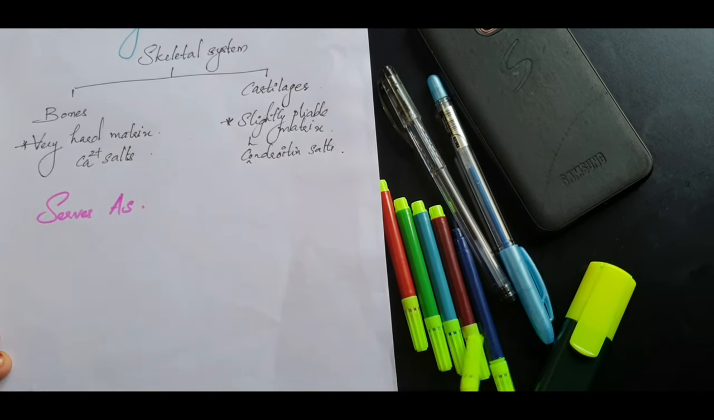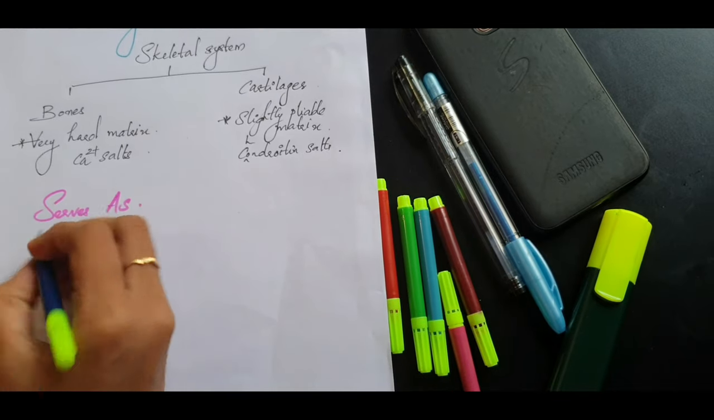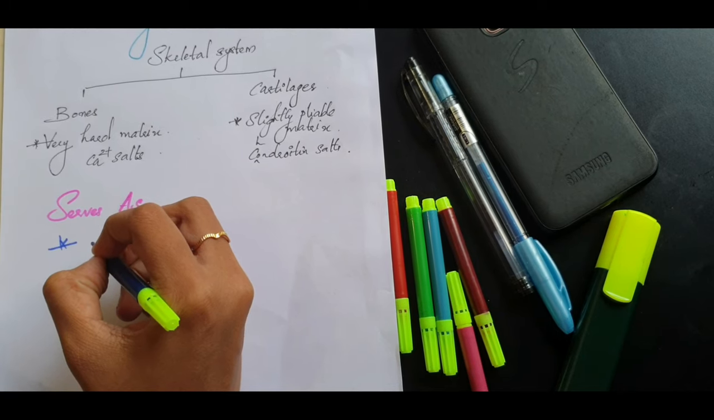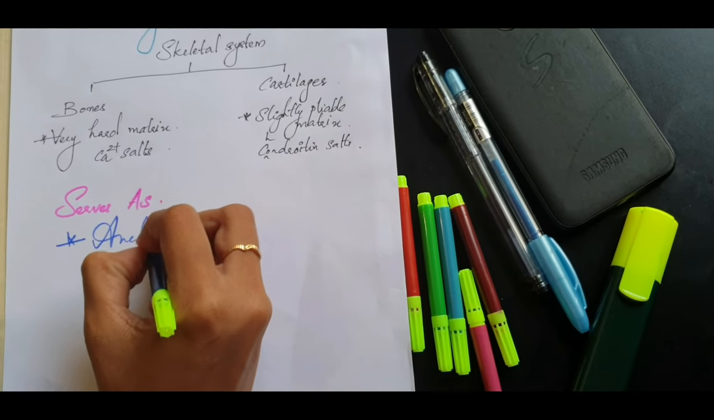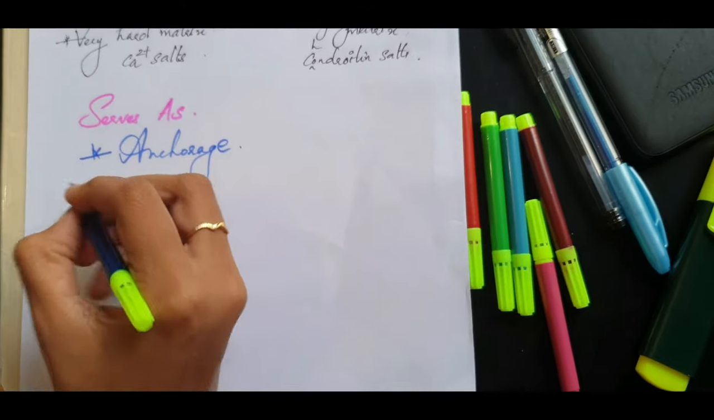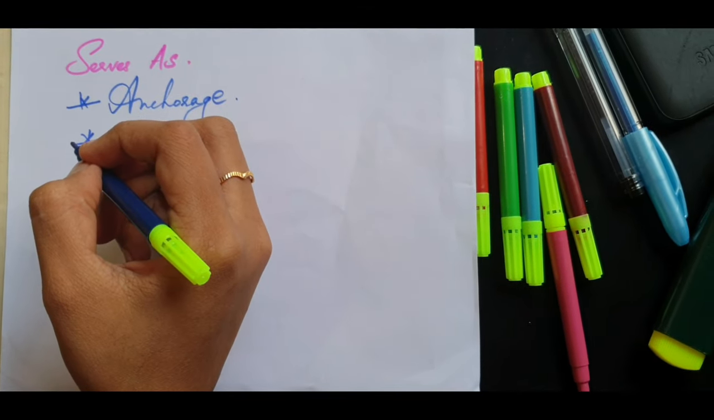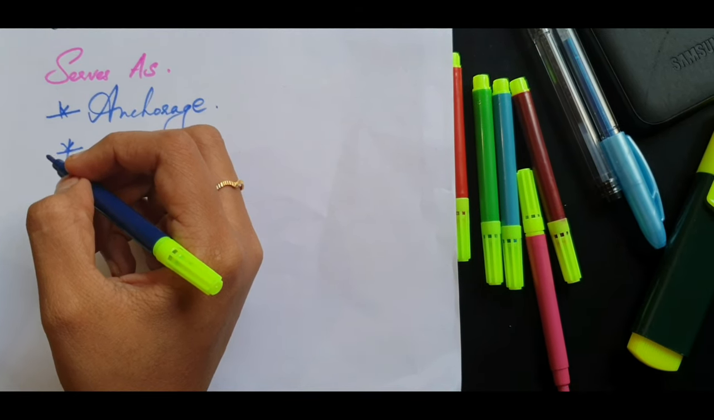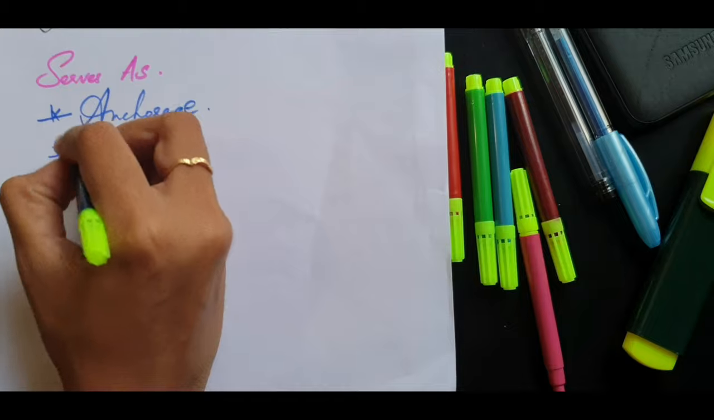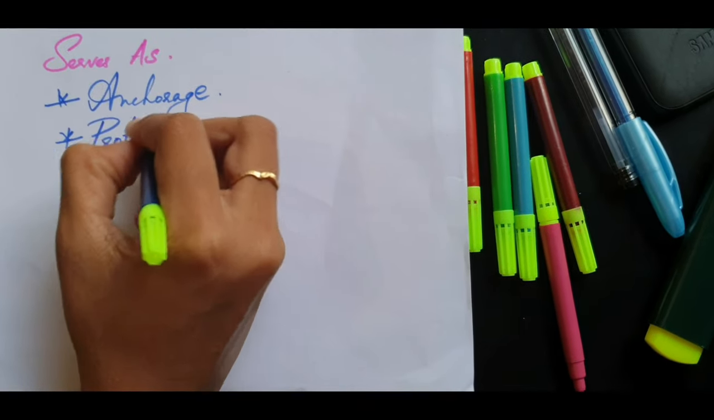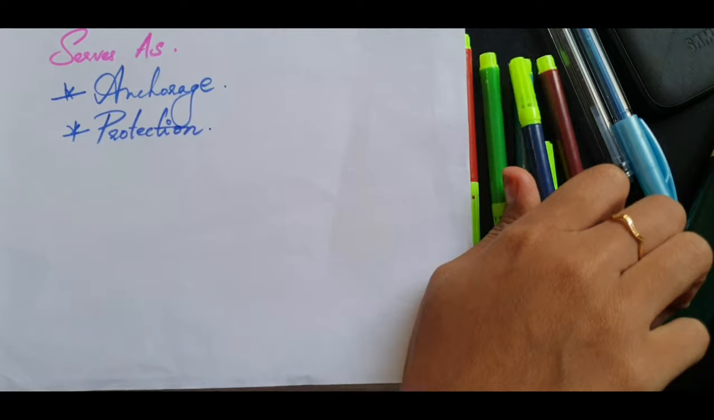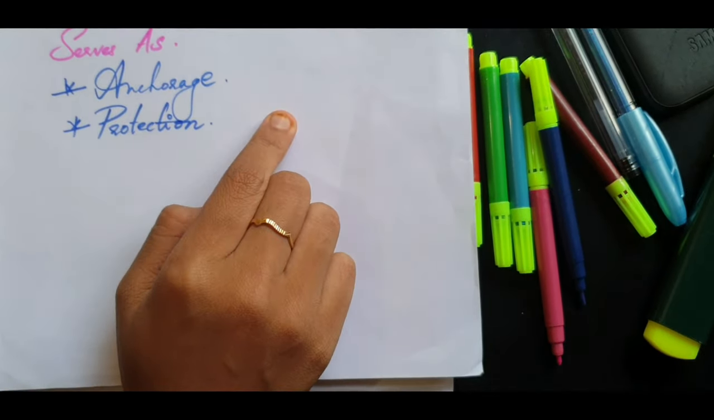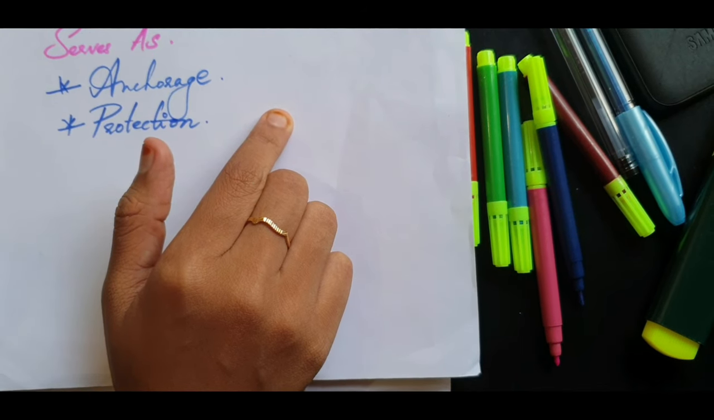The functions of the skeletal system: it serves as an anchorage for the skeletal muscles. So first of all, it serves as an anchorage. Then next, it acts as a protective cage for the body's internal organs. So second, protection. And the female bones are usually smaller and lighter than male bones. And the female pelvis is shallower and has a wider cavity.